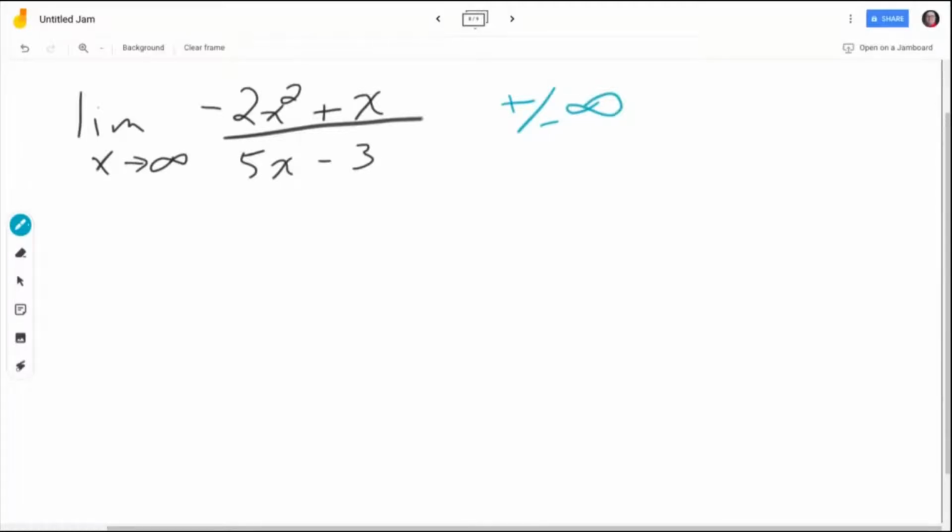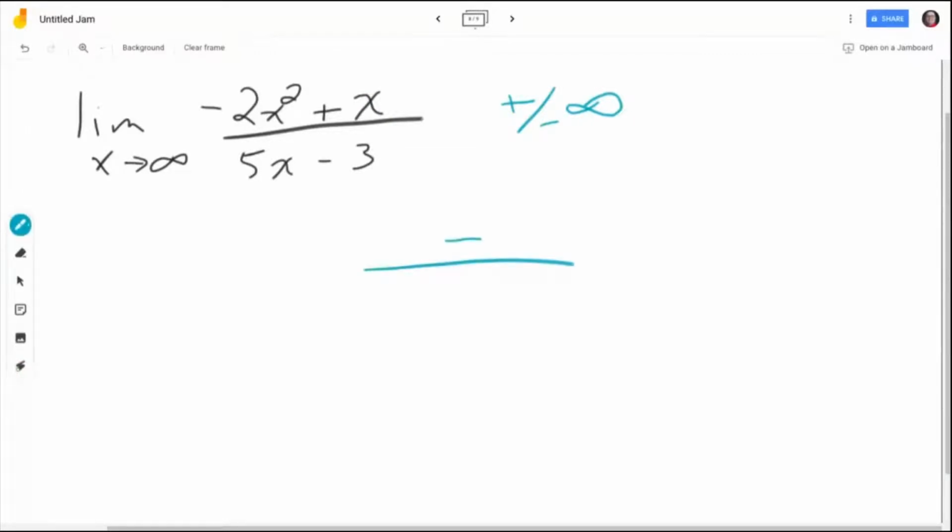So we're going to plug in our infinity here. We're going to square it, still positive. Then we multiply by a -2. So a negative times a positive, that's going to be negative. This really does not compare. It's insignificant. And so we're going to have a negative in our numerator.